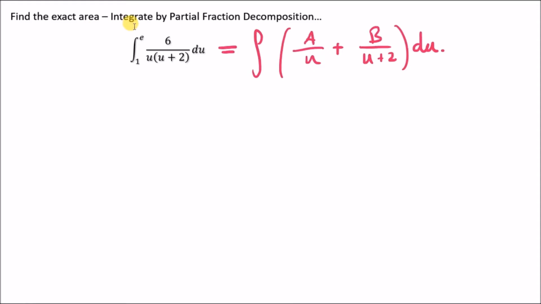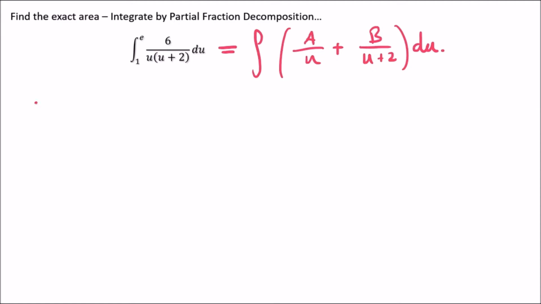Exact area, and this is used in the method of integration by partial fraction decomposition. In other words, we're given this integral, which is 6 over u times u plus 2, all from 1 to e, and we need to realize that we can partition this fraction into A over u and B over u plus 2. And now all we have to do is work out the values A and B and then integrate these simple fractions, which will give you logs.